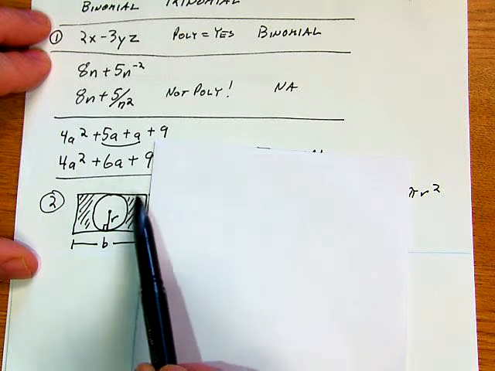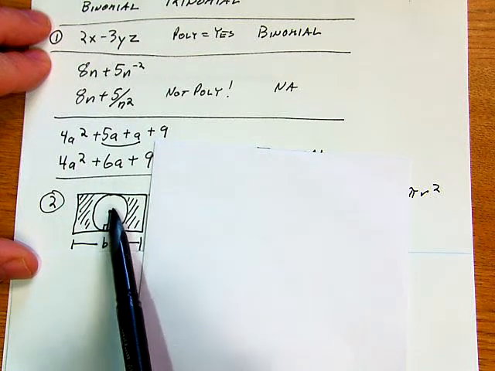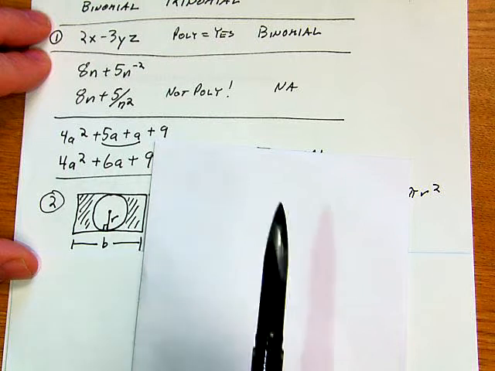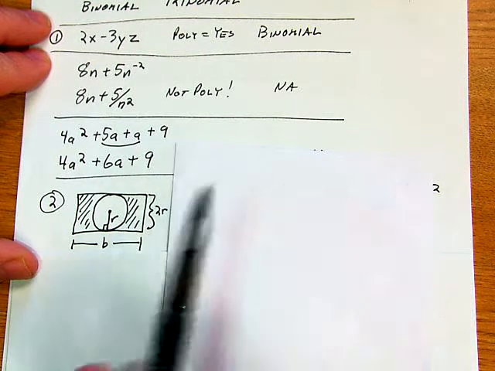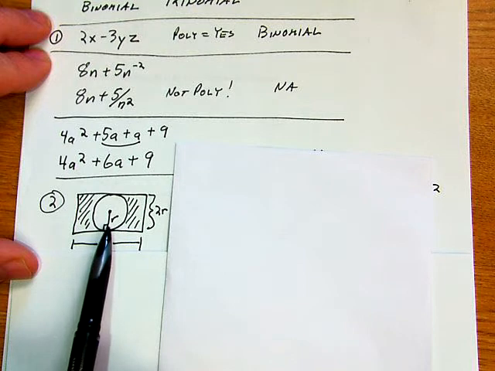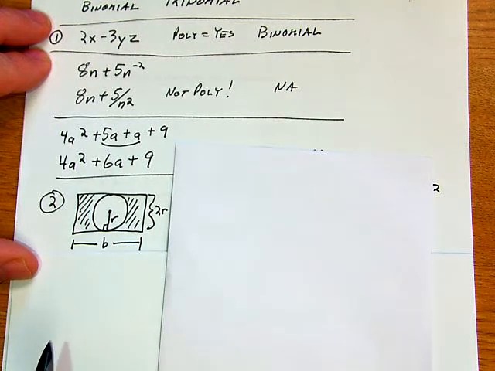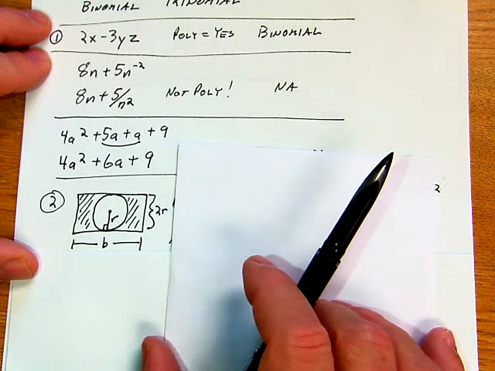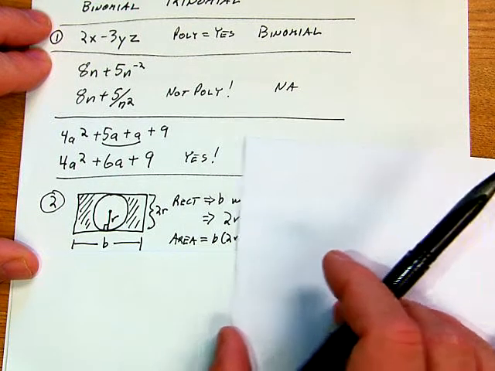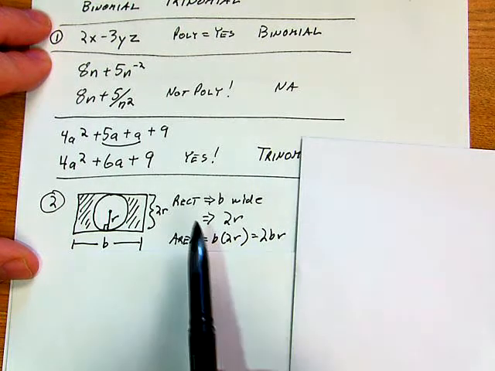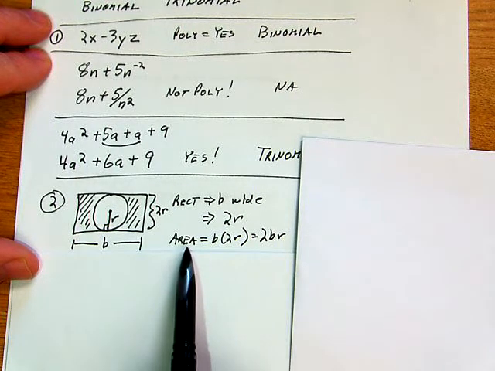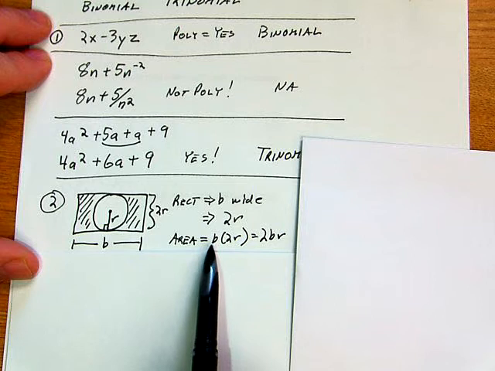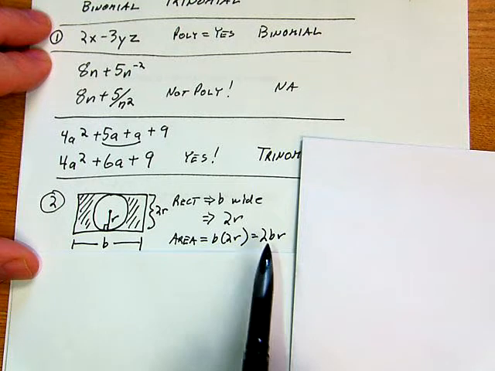To figure that out, we'll have to take the area of the rectangle and subtract the area of the circle. So let's find the area of the rectangle first. To know that, we need to know how tall it is, and since the radius is r and the circle perfectly touches on both sides, our rectangle is 2r in height. So the rectangle is b wide and 2r tall, so the area is b times 2r, or 2br.